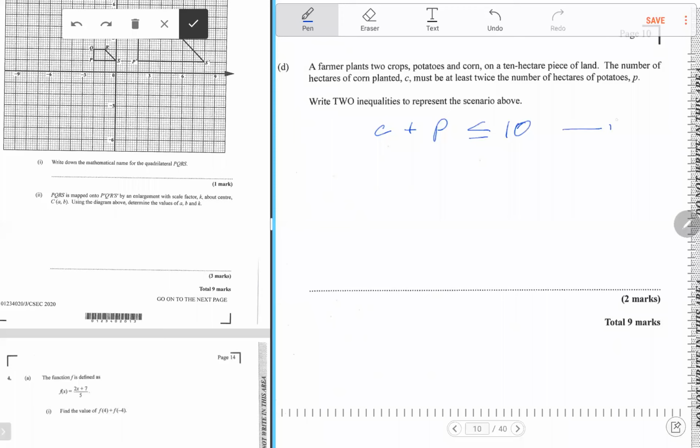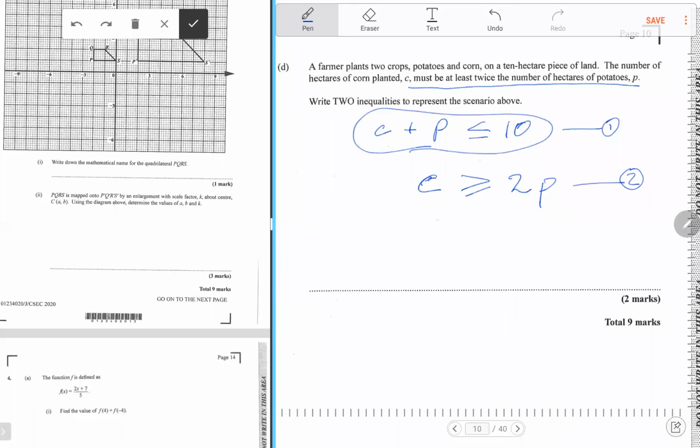That's inequality number 1. And the second inequality is in this statement that the number of hectares for C must be at least twice the number of hectares for potatoes. So the number of hectares for the corn, which is C, at least means that amount or more. At least means it must be equal to it or more than twice the hectares for the potatoes. And that is your second inequality. So this is the one that was hidden, and this one was given in a statement.